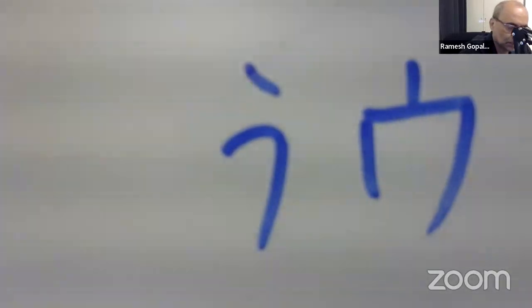I. This is I. This is longer. This is shorter. Katakana I. 1, 2. Hiragana. 1, 2. Katakana. 1, 2, 3. Hiragana. 1, 2, 3. Katakana.